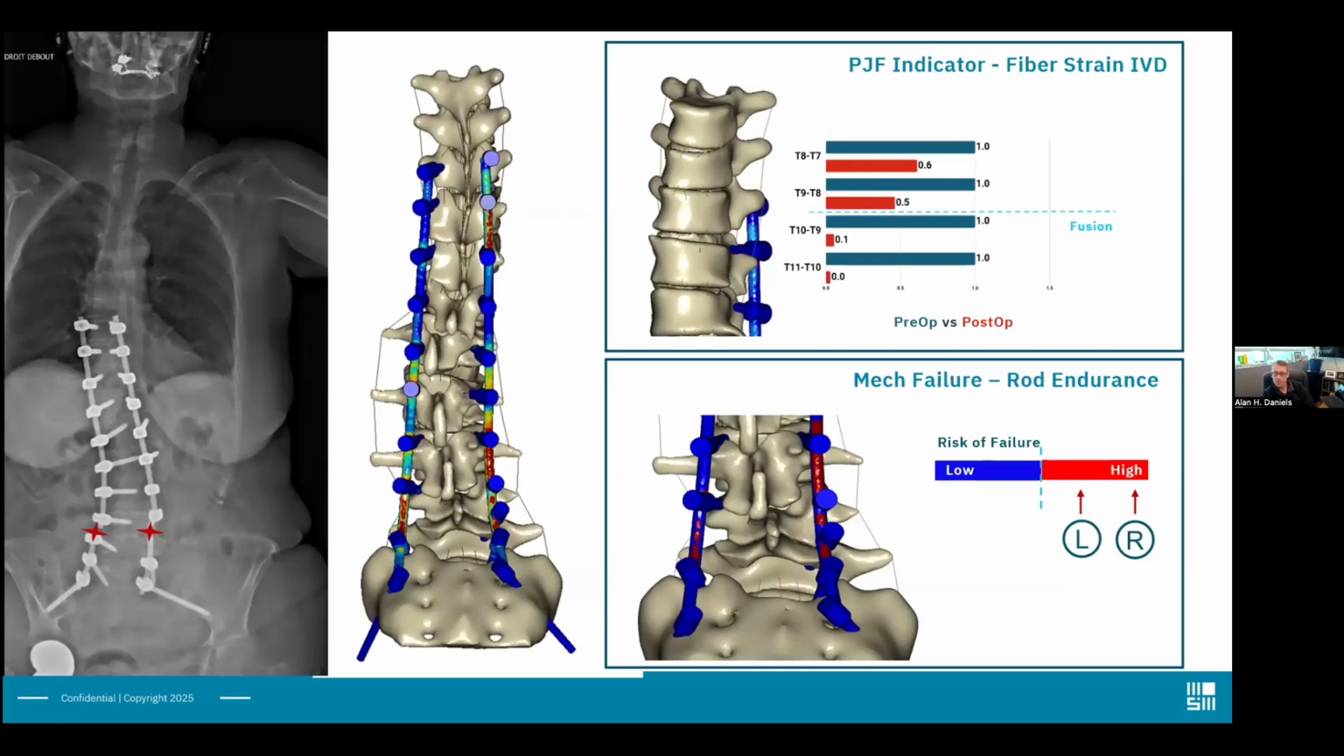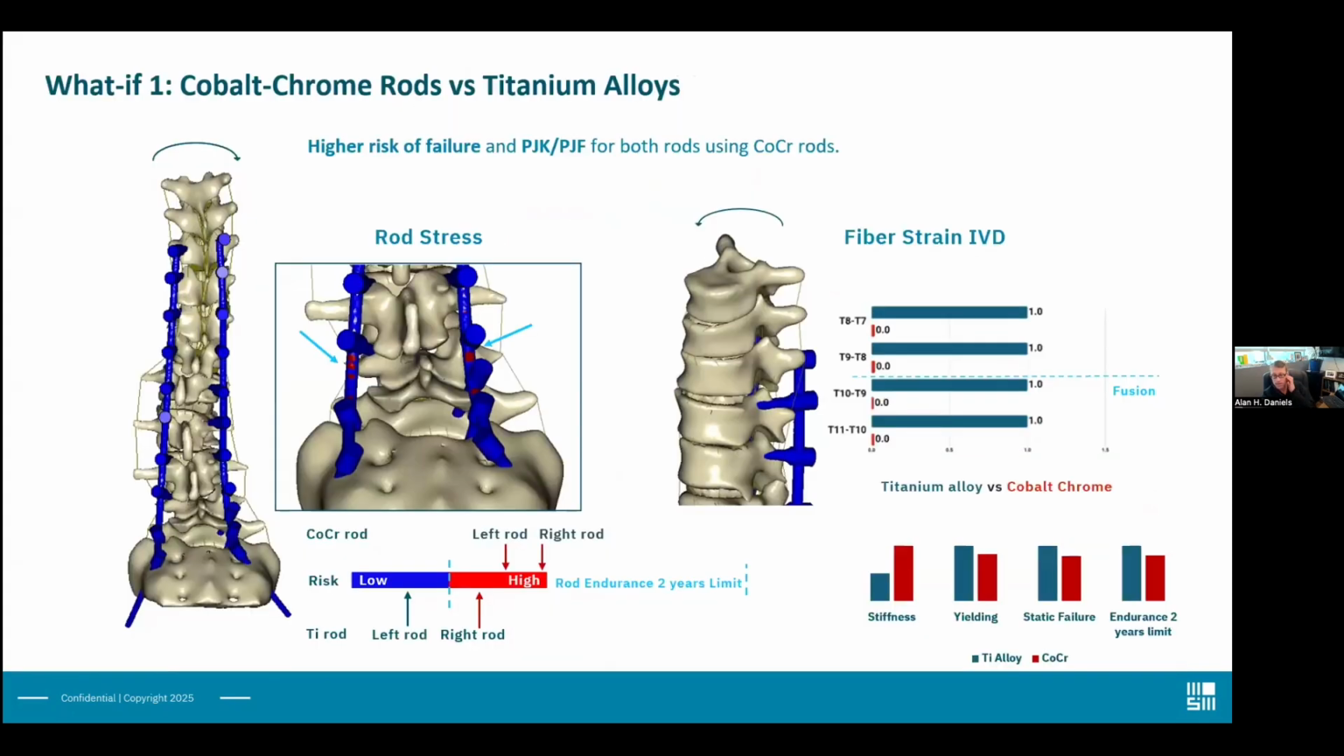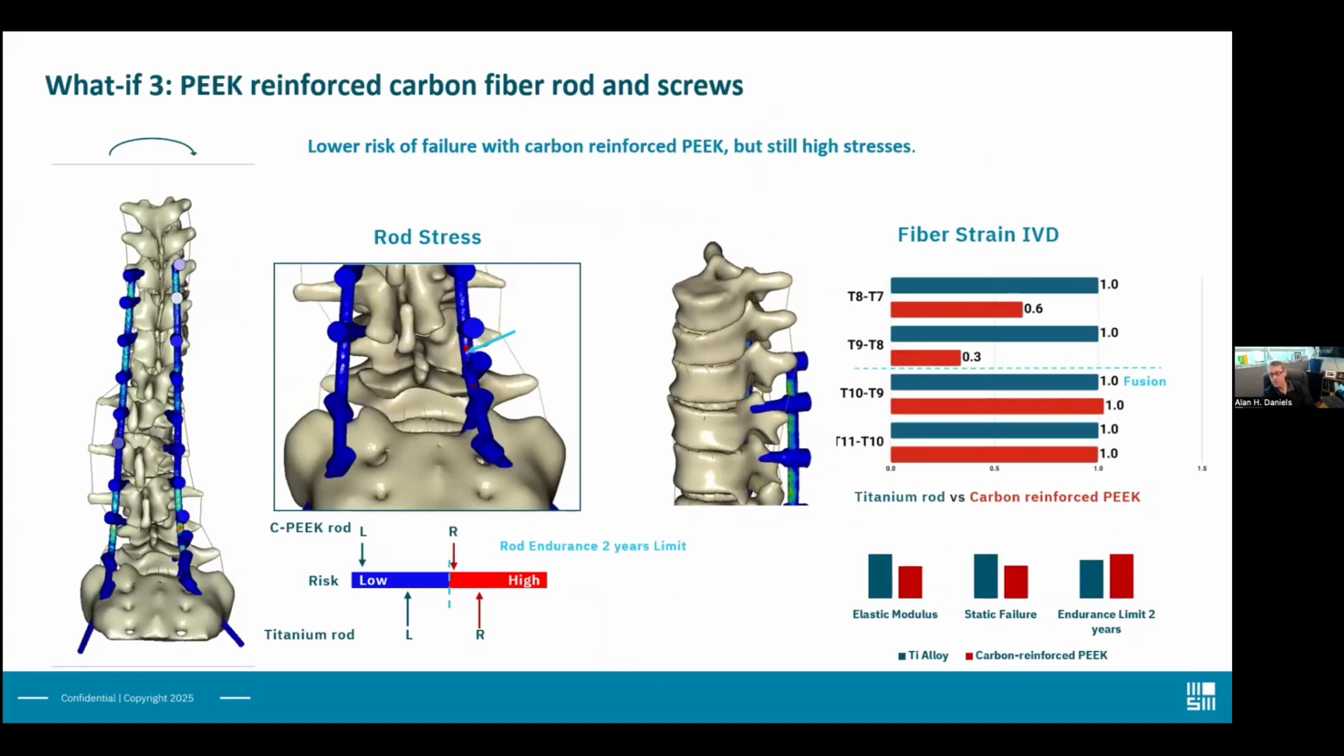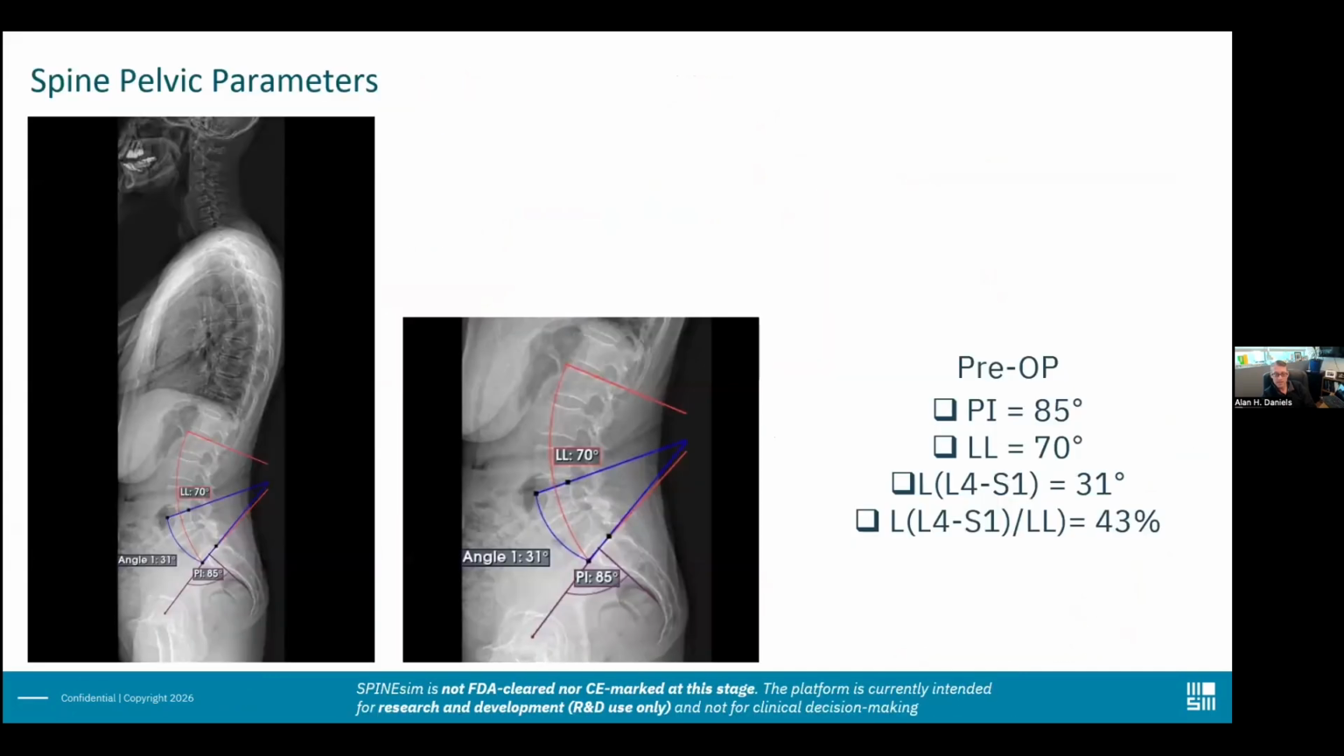And AI tools will be able to do that in the future and are getting closer every day. Looking at strains on the rods, rod stress, we can eventually start optimizing rod materials. How about adjacent segment disease?